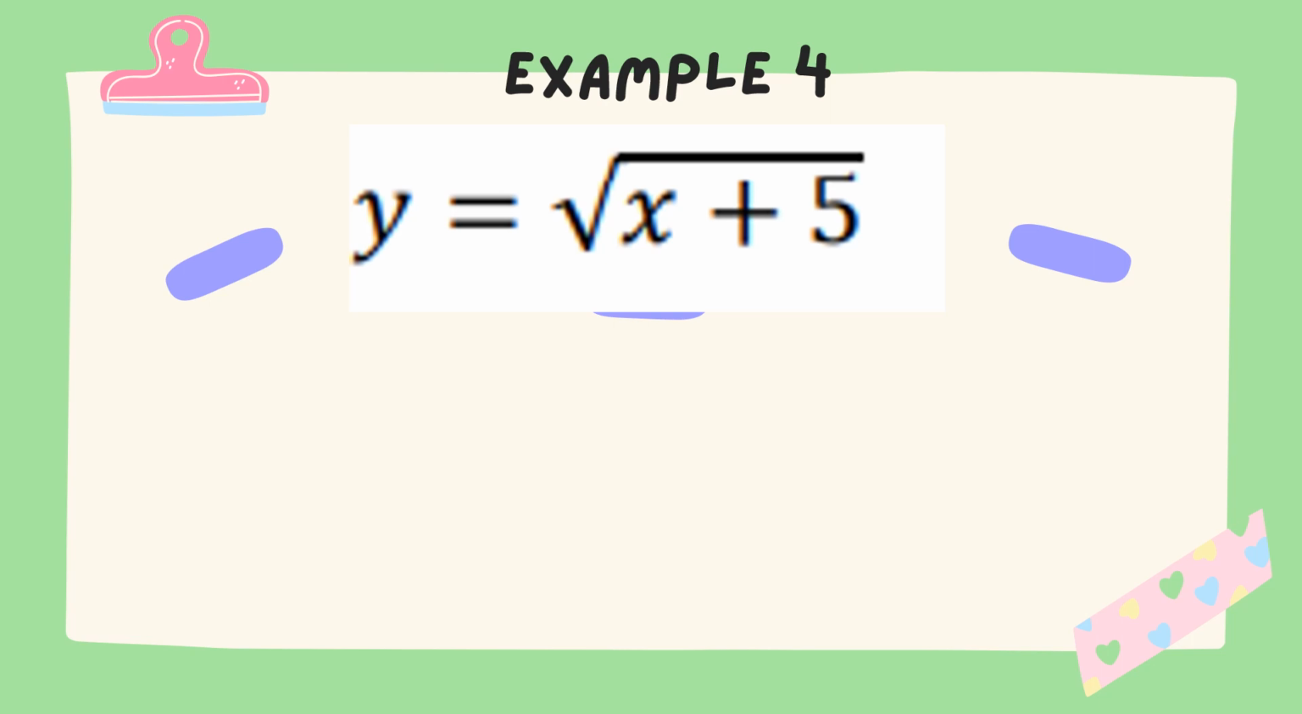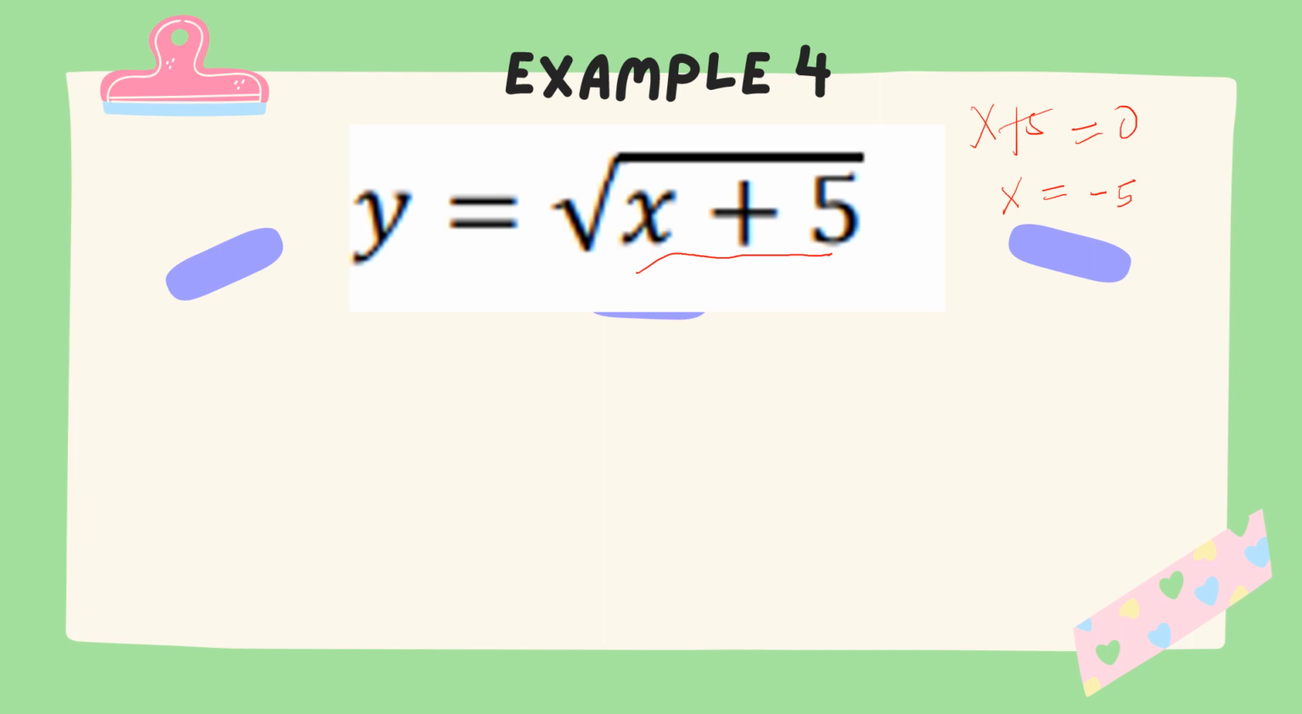the radical sign. Since inside the radical symbol is x plus 5, the domain of the function is the set of all possible values which are greater than or equal to negative 5. We just have to equate x plus 5 to 0 so that we may be able to get the restricted value of x. So, x is equal to negative 5. When it is negative 5, this will be 0. Negative 5 plus 5 is 0.